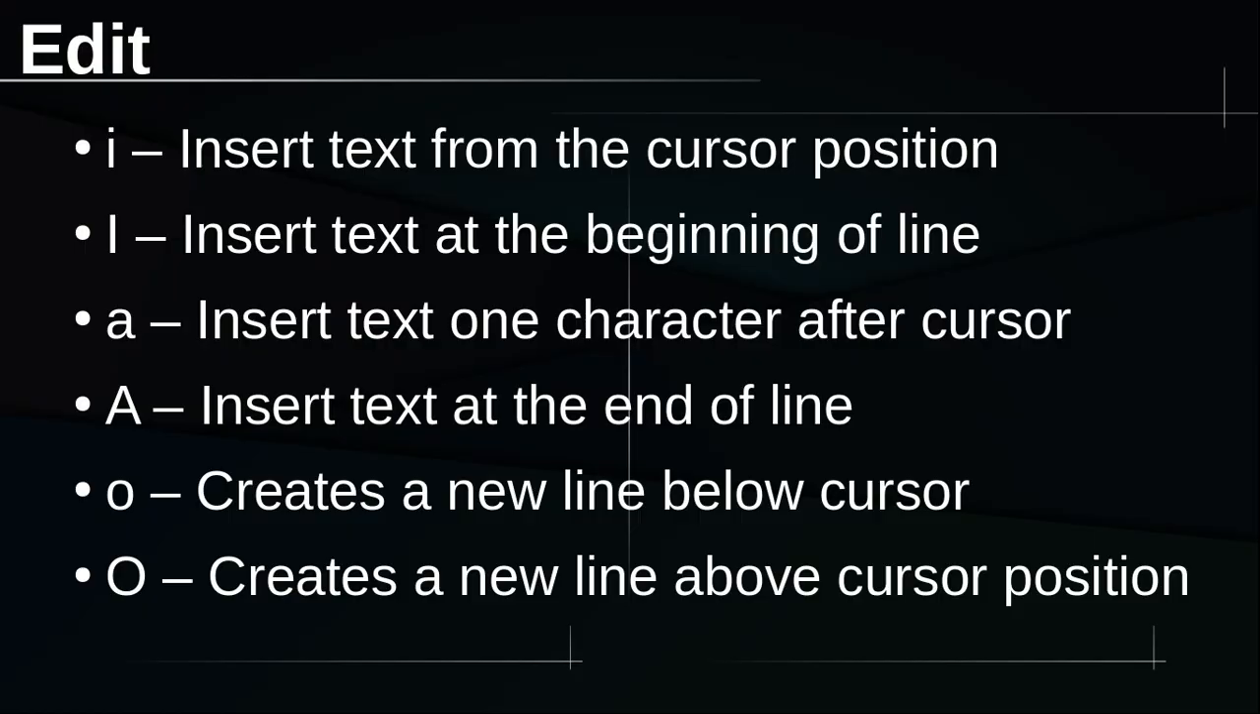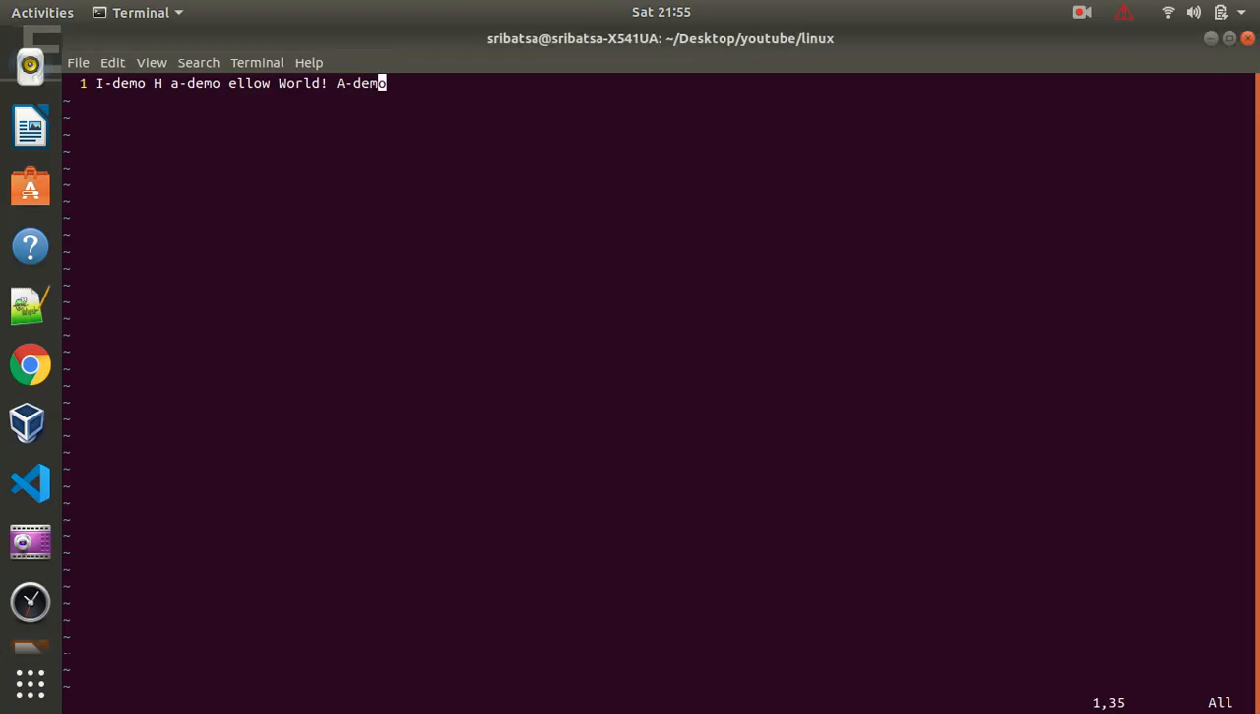Then, if you have to create a new line below your cursor position, you press lowercase o. Lowercase o will create a new line and take you to insert mode. And then this is "o demo".